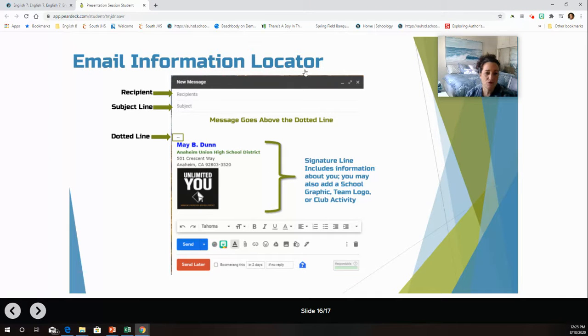Email information locator. Your signature line includes information about you. You may also add a school graphic, team logo or club activity. I will show you how to do this another time, okay?